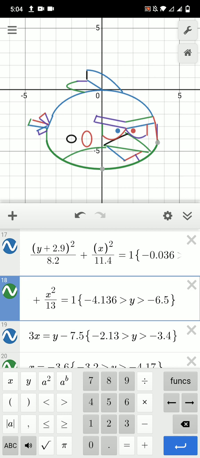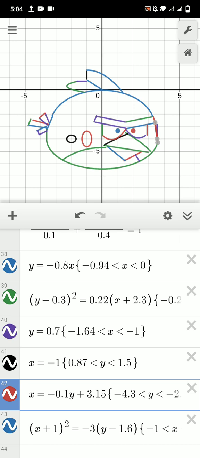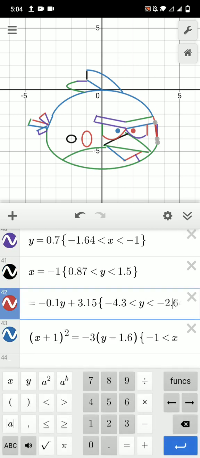Another outer part of his head is this. This is a linear equation, x = -0.1y + 3.15, with the domain of y greater than -4.3 and less than -2.64, connected.